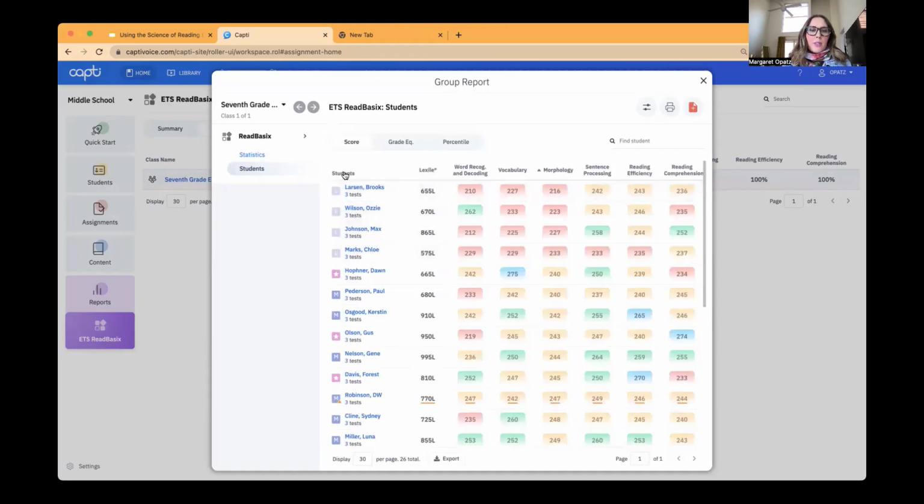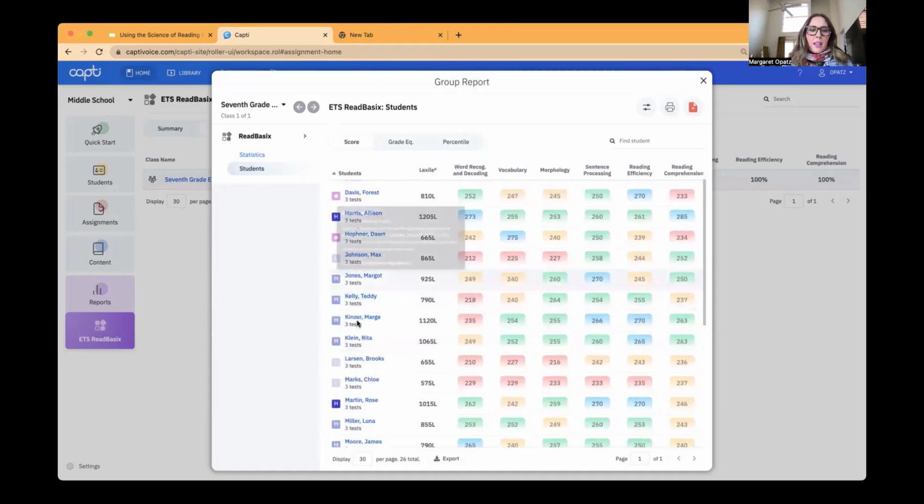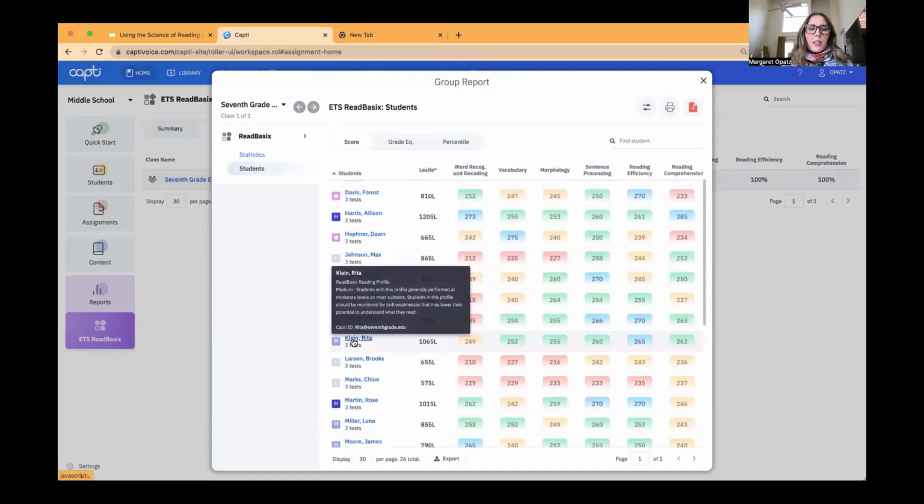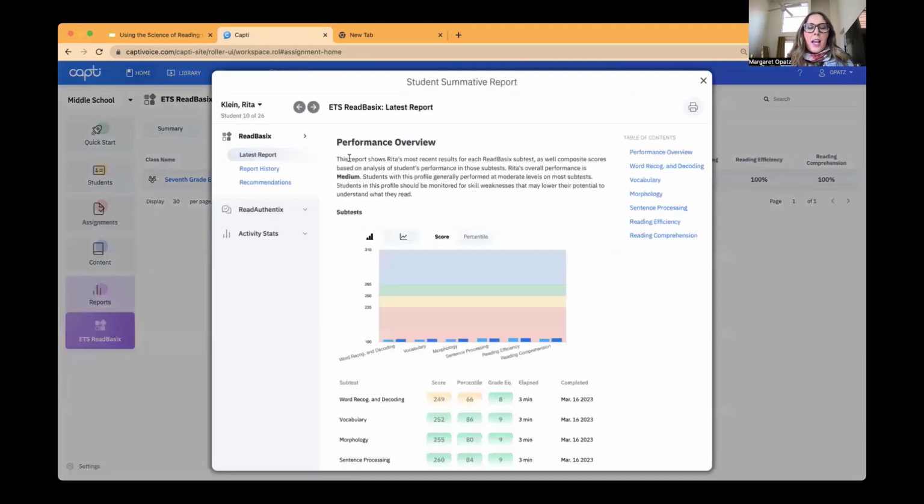I'm going to sort the students by their names again. As I click into a student, I'm going to click on Read a Klein. And this is what the student summative report looks like. So you start off with this performance overview. You'll get this report that says that Rita's overall performance is medium. So that means that she's likely at those low or high average scores across her subtests.